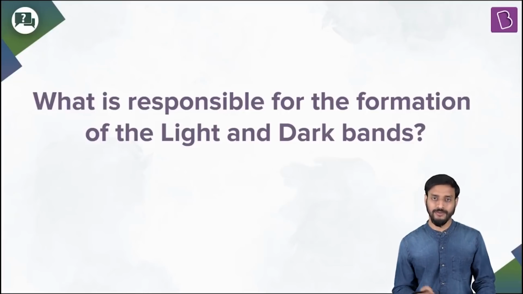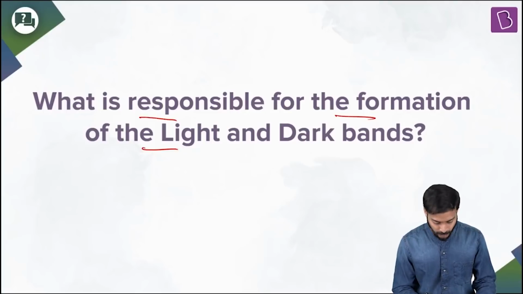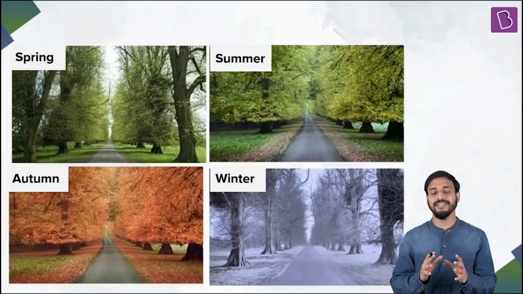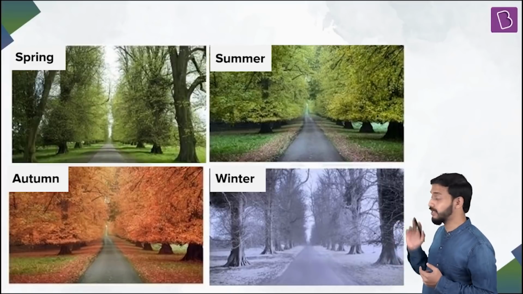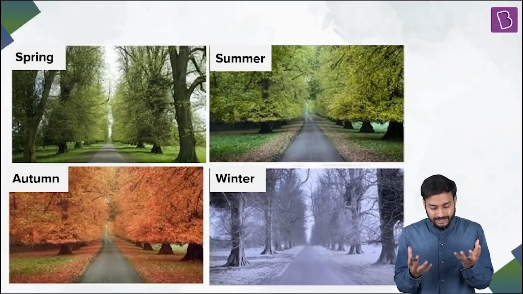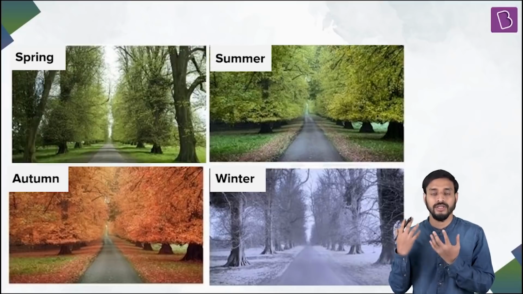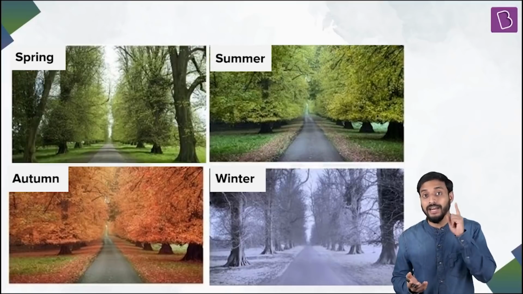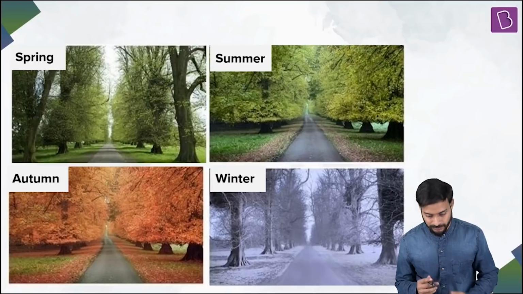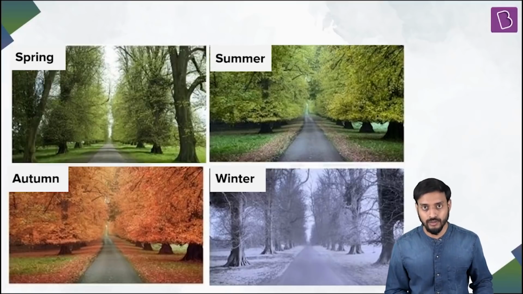So the question now is, of course, what is responsible for the formation of the light and the dark bands that I'm talking about? Well, the growth of the plant during different times of the year varies quite a lot because of the seasons. Yes, because in different seasons the weather conditions are different, and availability of water and nutrients will vary, right? And because of that, the plant growth also can vary. Fine? Okay, so let us talk about the two types of wood, that is early wood and late wood.